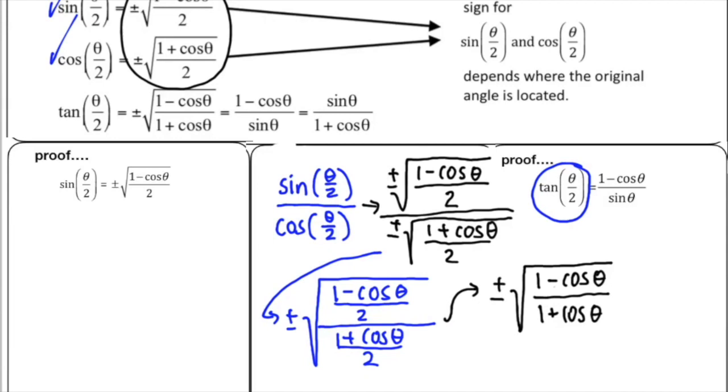Okay, and then we're going to do something kind of tricky here. We're going to multiply the top and the bottom. What I'm shooting for is this guy right here, so I'm going to shoot for the sine on the bottom and the 1 minus cosine on top. So I'm going to multiply the top and the bottom by the square root of 1 minus cosine theta, like this.